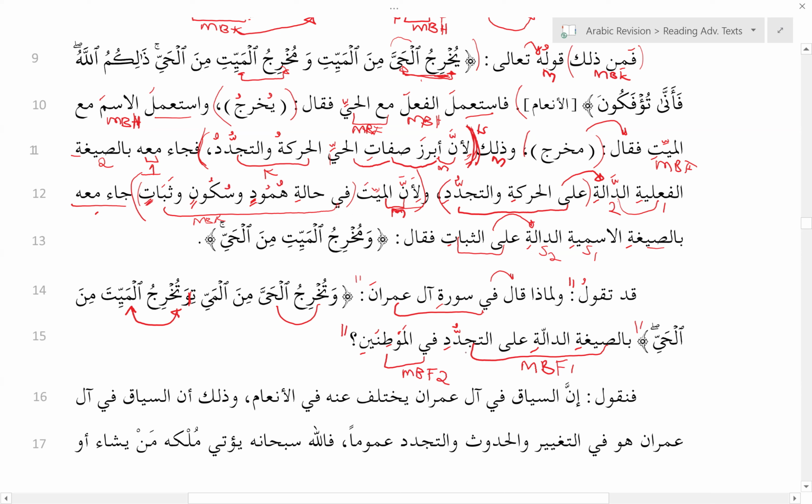We've covered بالصيغة الدالة على التجدد; that one came before. في موطنين means in both cases. Isn't Surah Al Imran also a متعلق بالفعل? Yes. So there are more متعلقs here. Lots of متعلقs. So this is our متعلق بالفعل number 1. Big families: we have grandfather, grandmother, grandson, everybody. SubhanAllah.